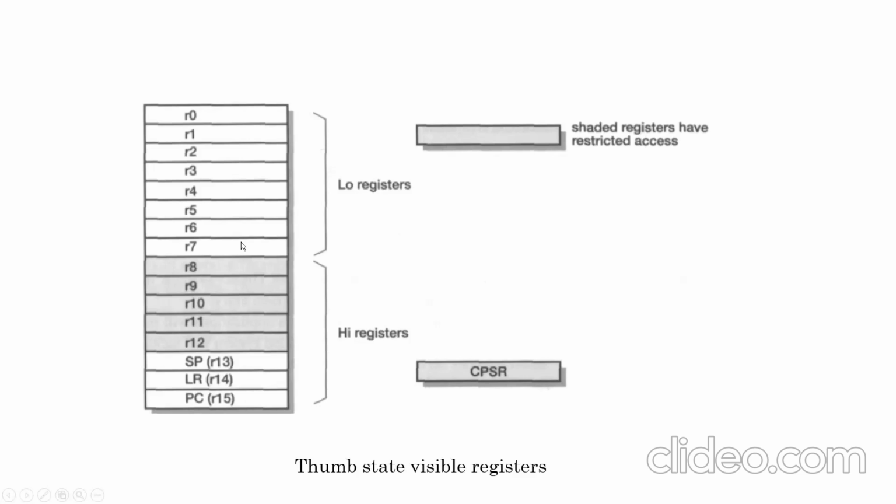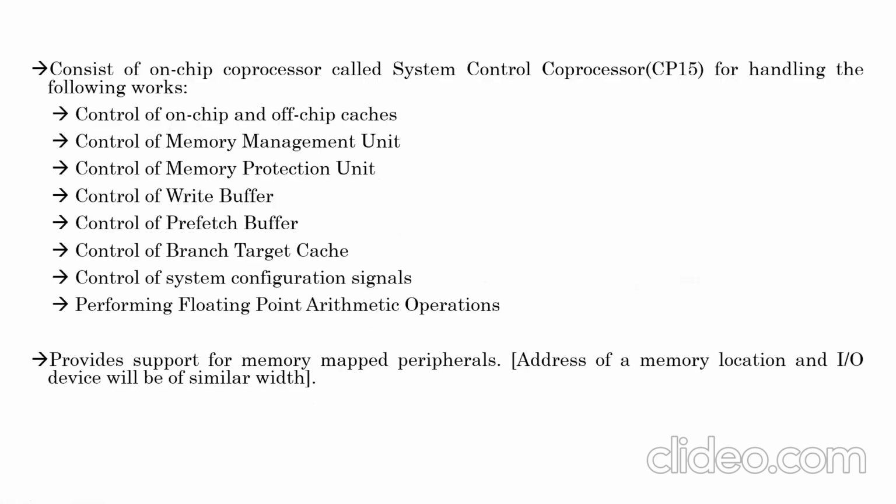So R0 to R7 are called low registers in Thumb instruction set mode. R8 to R15 are called high registers in Thumb instruction set mode. Along with these 16 registers, the current program status register also could be accessed. R8, R9, R10, R11, R12 and the CPSR are called shadow registers.